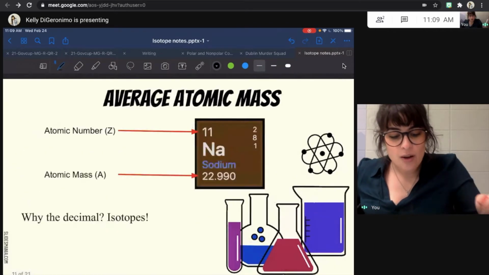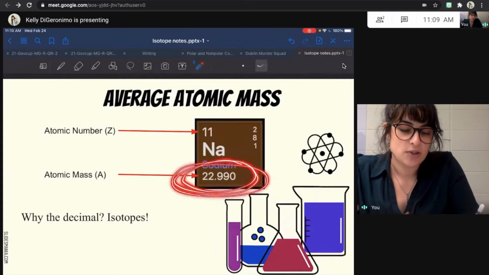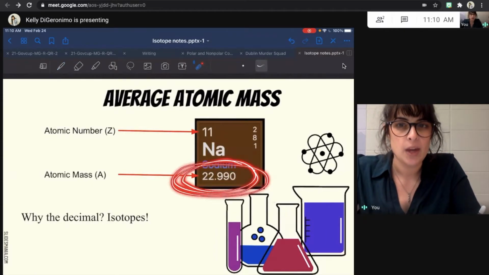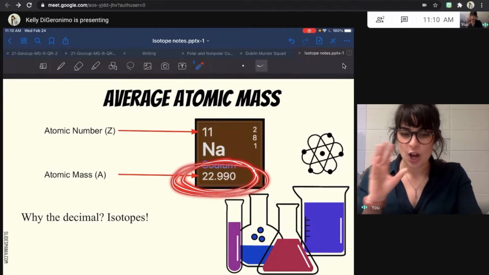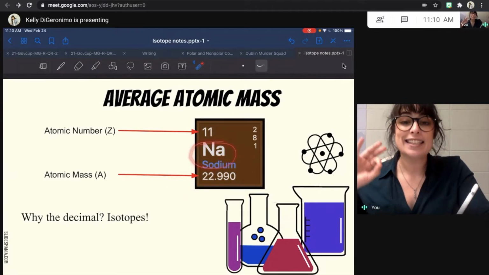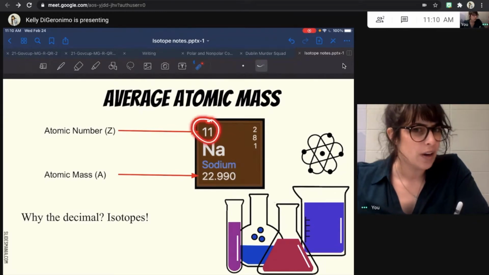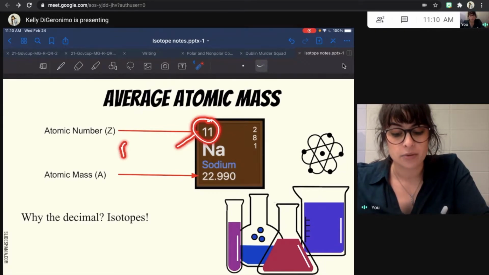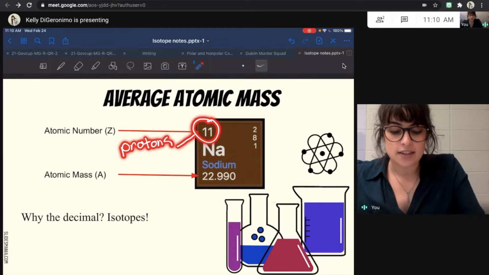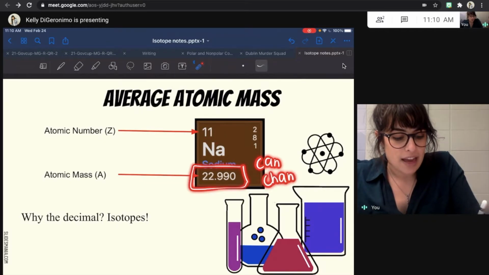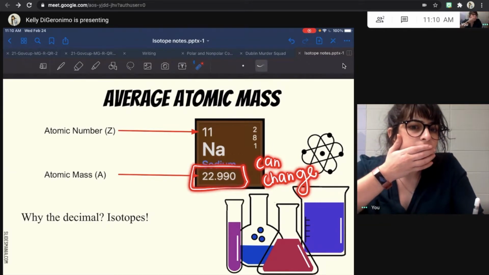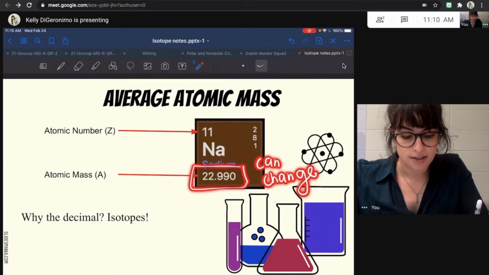So now I want to tell you why this entire time in chemistry class, the atomic masses in the periodic table have been freaky decimals. It's because of isotopes. So here is sodium. Its atomic number is always 11. What does that mean? Yes, it has 11 protons. But the atomic mass can actually change because it might have varying numbers of what? It might have varying numbers of neutrons.